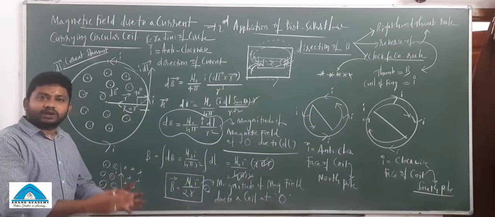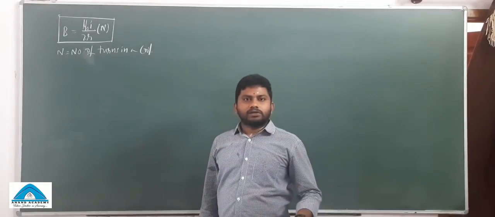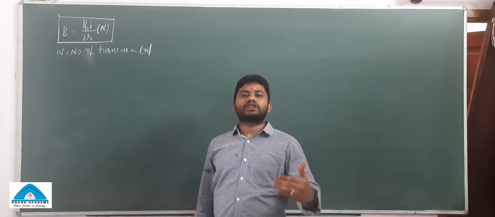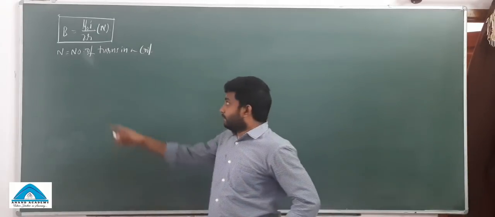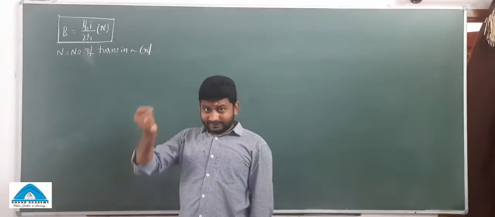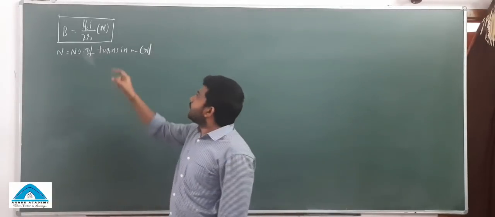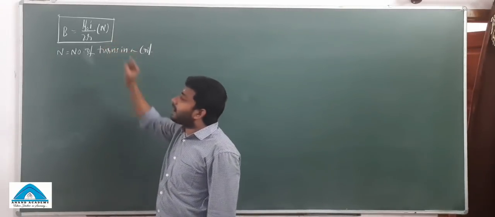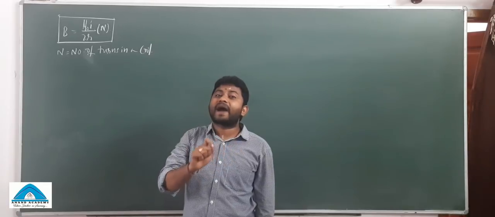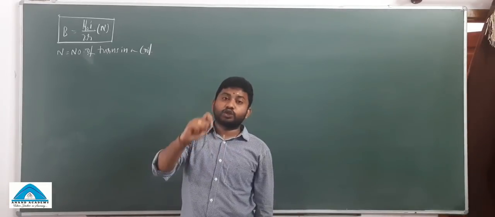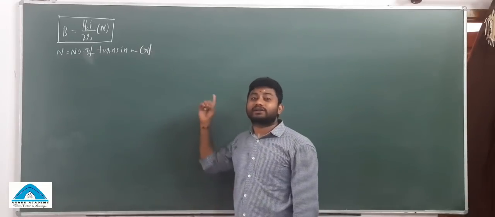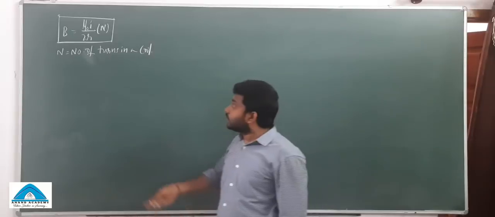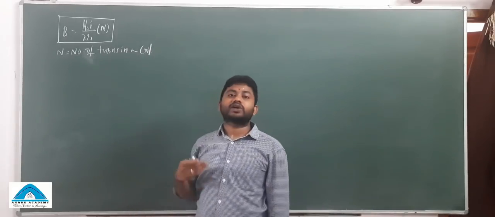Let's see here. Just now what I discussed with you is that when there are n number of turns in a coil, the magnetic field at the center of the coil is mu naught I n by 2r. It's not 2 pi r. Pi in the numerator and denominator got cancelled while solving the derivation. Okay, clear? Where n is the number of turns in the coil.